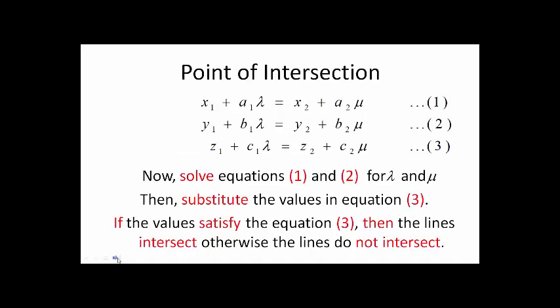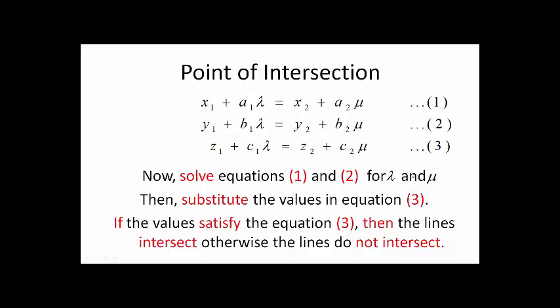Now we can equate the two forms found for the first and second lines. So x1 plus a1 lambda equal to x2 plus a2 mu, y1 plus b1 lambda equal to y2 plus b2 mu, and z1 plus c1 lambda equal to z2 plus c2 mu. You can mark them as the first equation, second equation, and third equation. Now solve the first and second equations for lambda and mu.